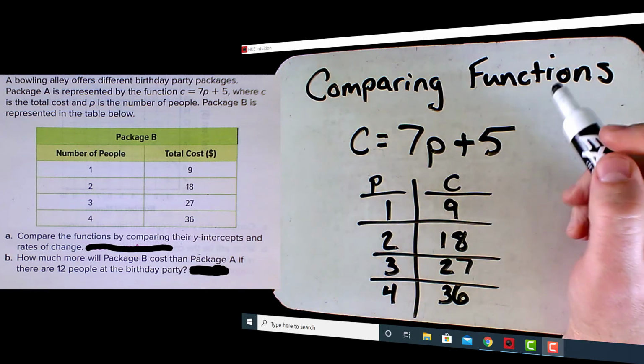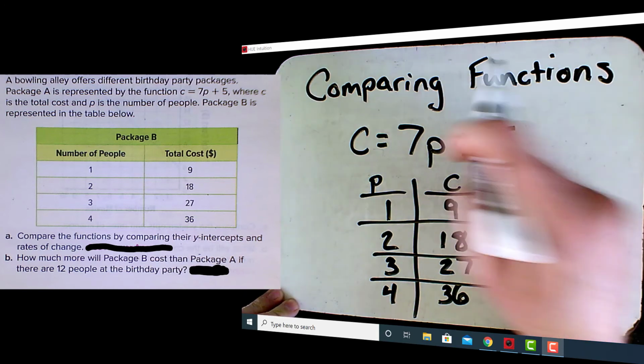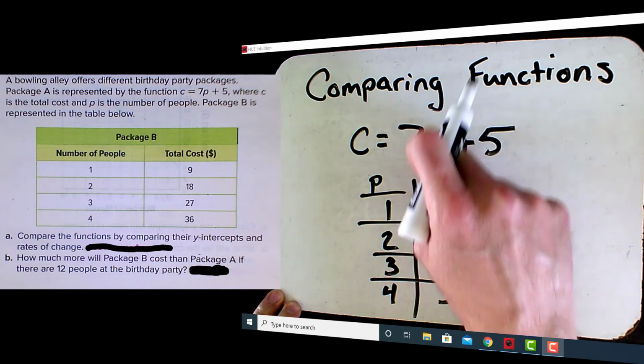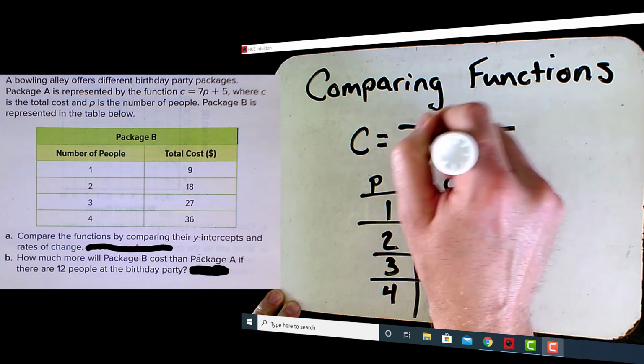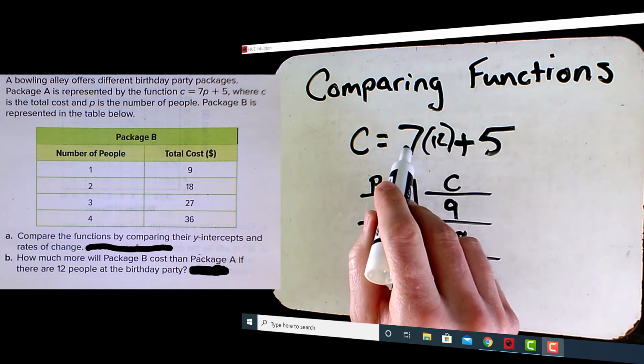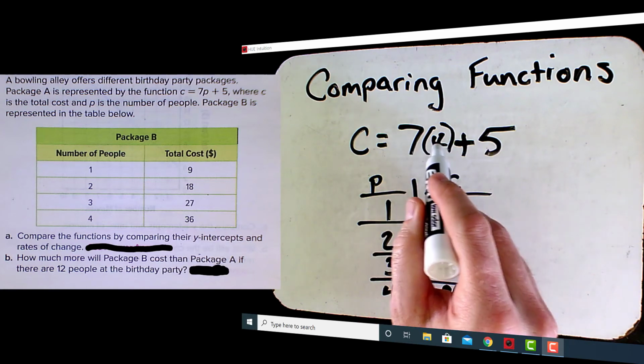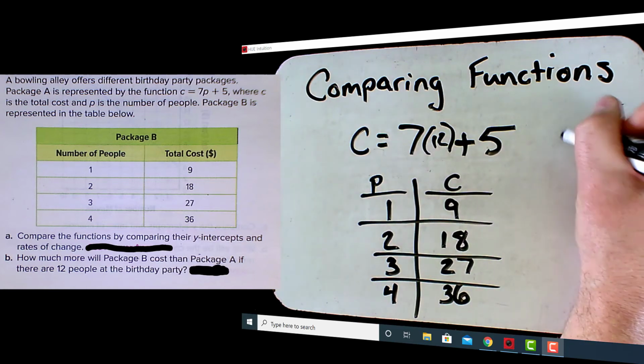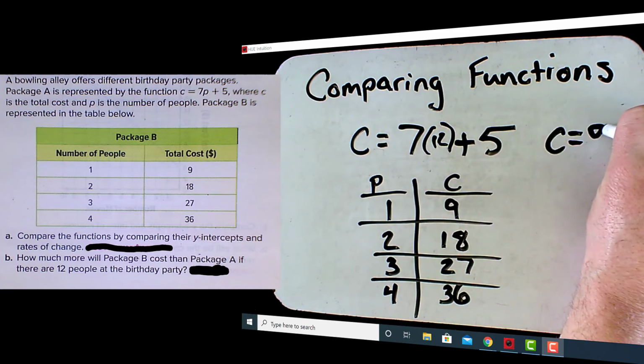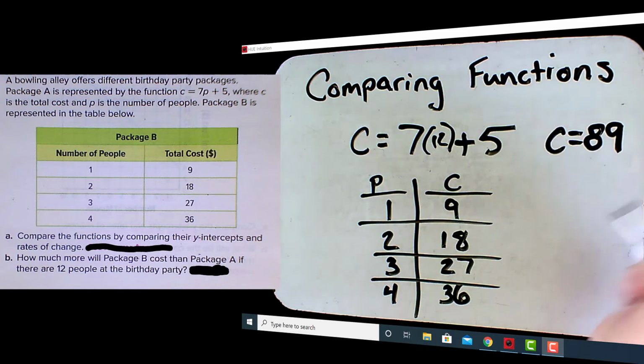On the first problem, that's fairly easy. P stands for the people, so I'm just going to replace P with the number 12. 7 times 12 plus 5. 7 times 12 is 84, plus 5 would get me a C of 89.